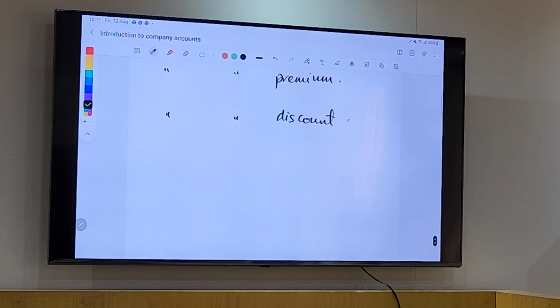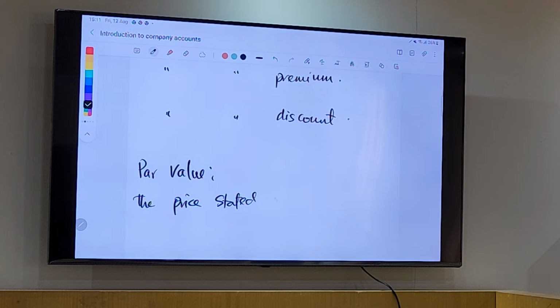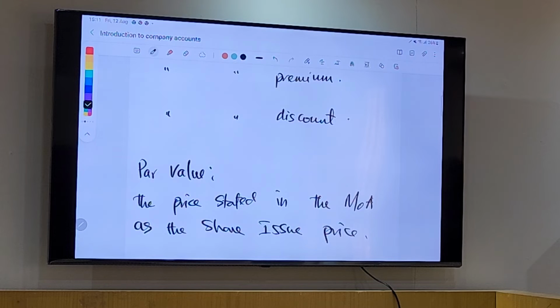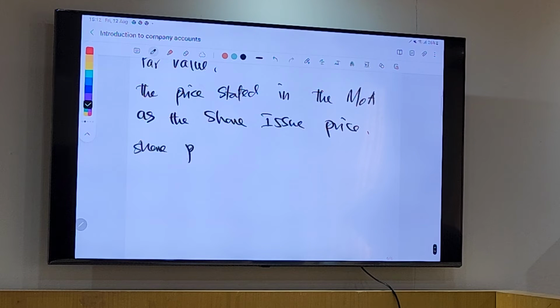So, do you have a full form for this, par? Or it's a par value. It's not an abbreviation, no. Par. Either PAR or PAAR, I believe is correct. So the price stated in the memorandum of association as the share issue price. Suppose if they say the share price is 10, then the par value is 10.